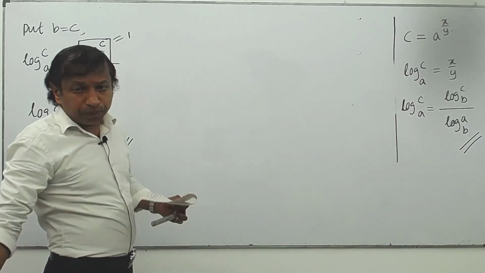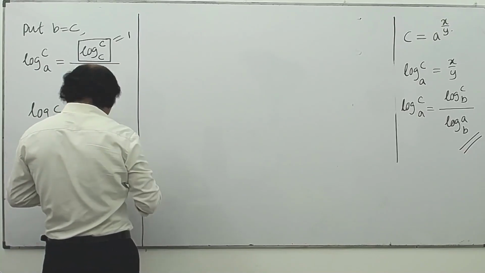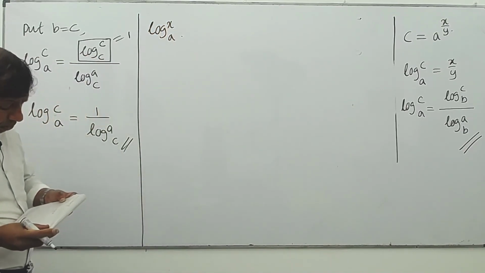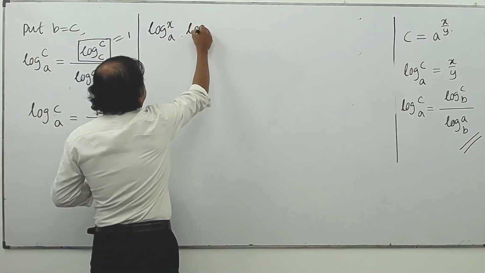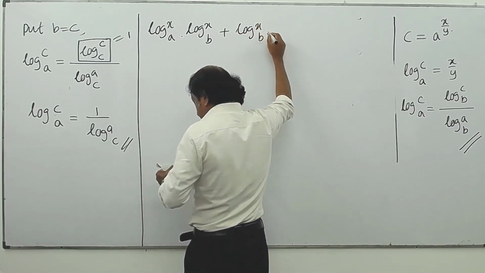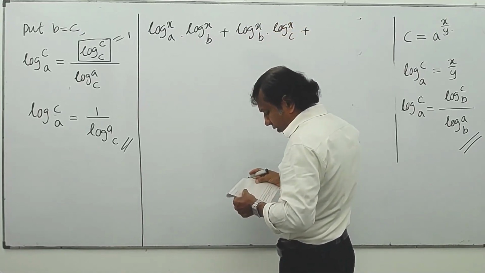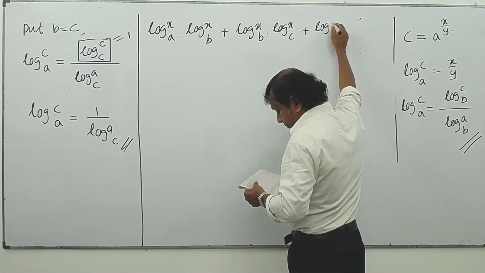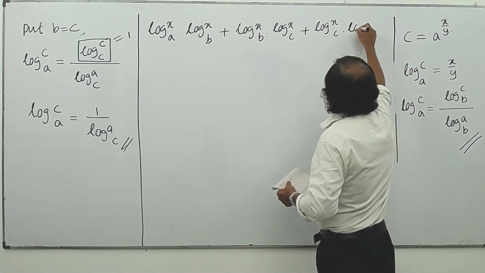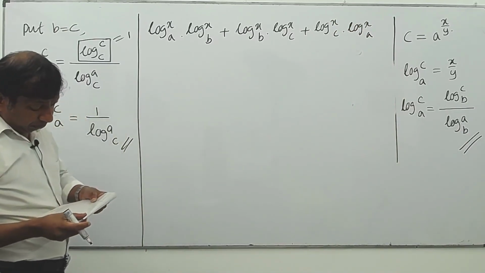Now next one. Let's say you are given log_x A into log_x B. Next one, log_x B into log_x C. Next one, log_x C into log_x A. Right, we have to prove this equal to this answer, no? Right. Now let's see how to take that.